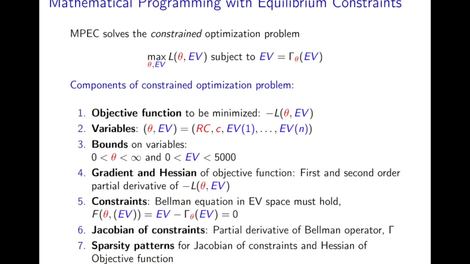Now you can see here that this is a simple problem with only one continuous state variable, but if you have two continuous state variables that were discretized into 100 points, then this vector would be a 10,000 long vector. So you have 10,000 variables plus two structural parameters that you would have to vary in order to maximize the likelihood function and then impose the constraints.